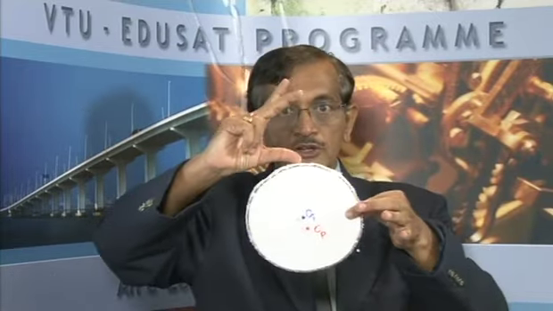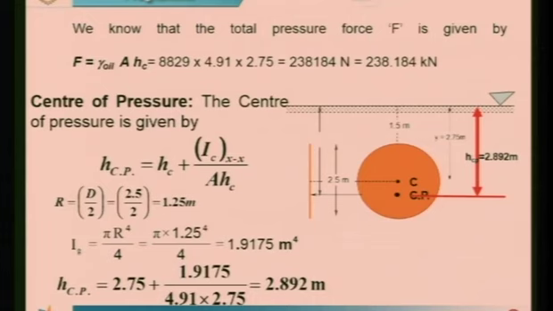As far as the formula is concerned, it is the same. The hydrostatic force is given by gamma w into area into Hc, which is the depth of the centroid from the free water surface, right. As far as the center of pressure is concerned, we are able to calculate it based on Hc plus Icxx divided by A into Hc. Is it okay? So, we will go to the next problem.